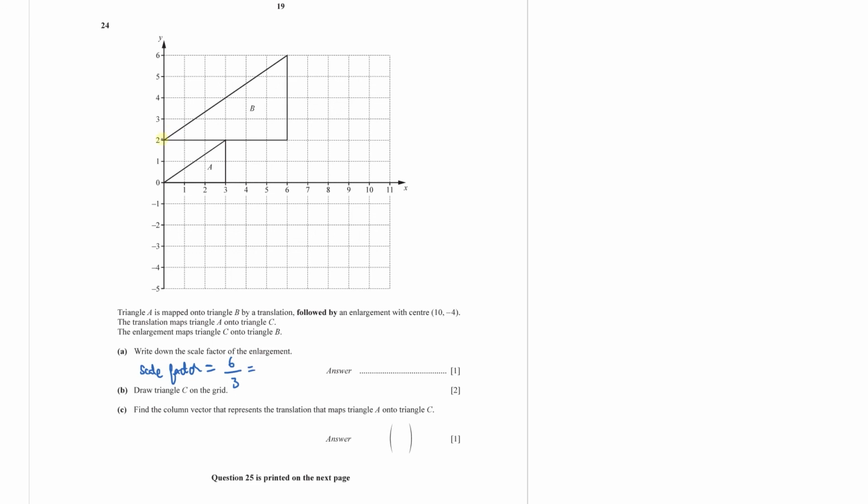So your scale factor is 6 divided by 3. 6 is the length after enlargement, and 3 is the length of the same side before enlargement. So your scale factor is 2, and your answer is 2 here. Part B is draw triangle C on the grid.